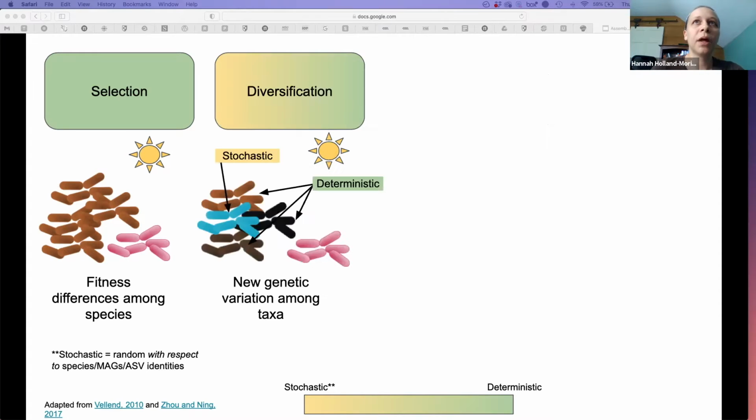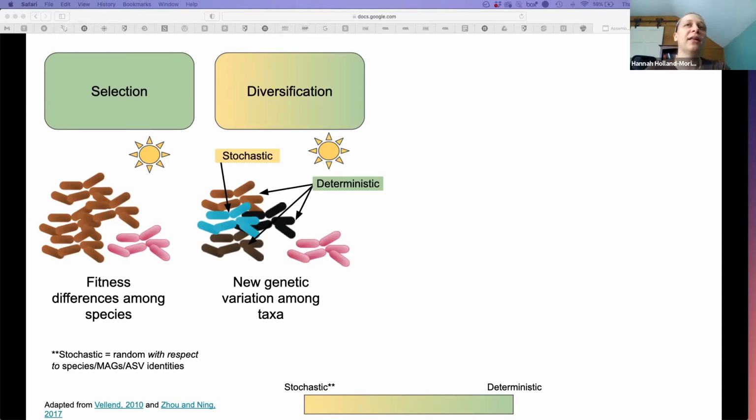Next slide, please. The next of these four processes is diversification, which we see as maybe a combination of stochastic and deterministic influences. So you might have something that's very deterministic with respect to a trait that you're interested in. Maybe organisms are changing in response to sunlight, and they're getting more pigment to deal with the influence of the sun.